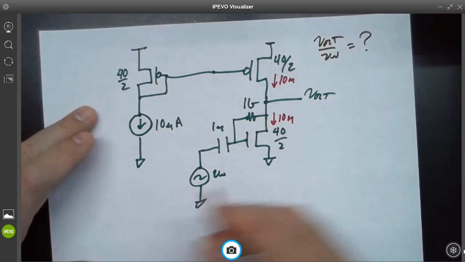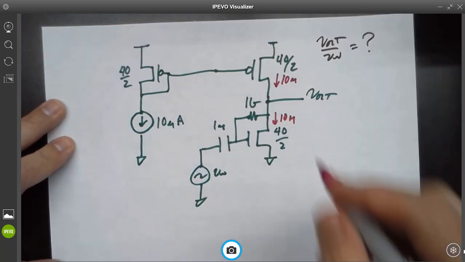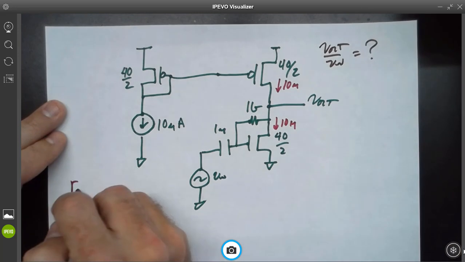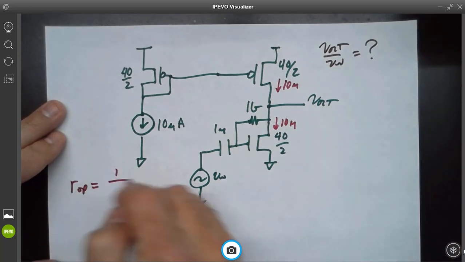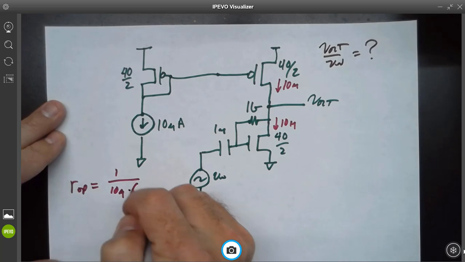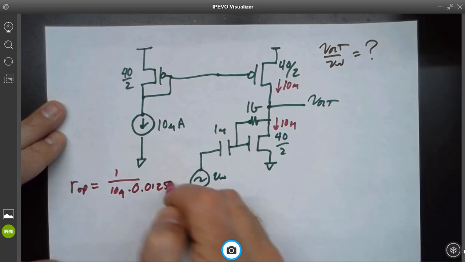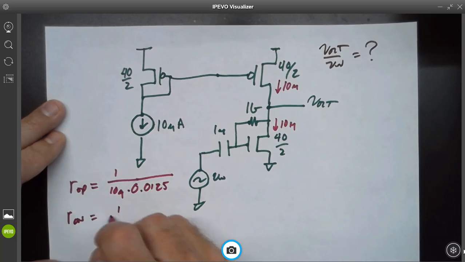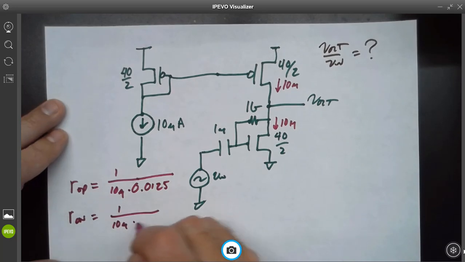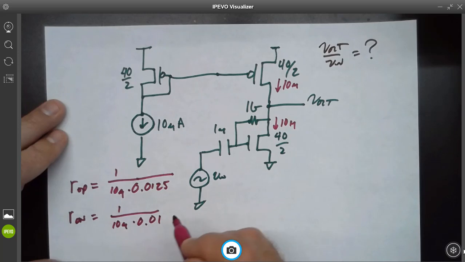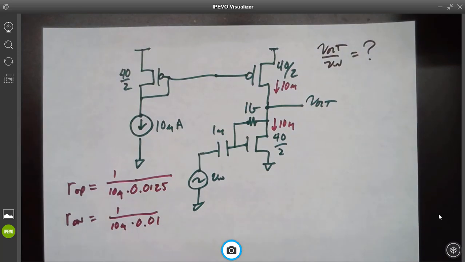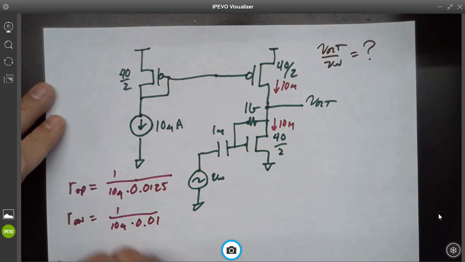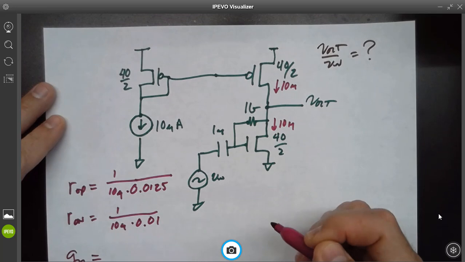Yeah. Then would everybody agree that I could write the output resistance R out P is 1 over 10 microamps times 0.0125, and R out N is equal to 1 over 10 microamps times 0.01. Is that what they were? I've already forgotten. All right. And then GM is equal to what?